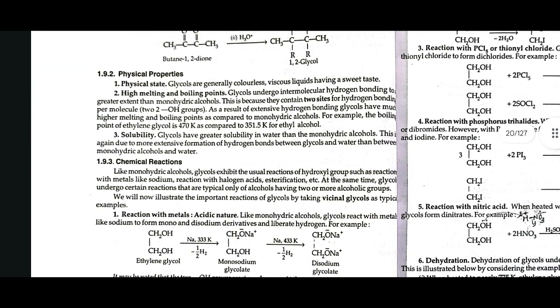Physical properties. Physical state. Glycols are generally colorless, viscous liquids having a sweet taste, with high melting and boiling points. Glycols undergo intermolecular hydrogen bonding to a greater extent than monohydric alcohols. This is because they contain two sites for hydrogen bonding per molecule. As a result of extensive hydrogen bonding, glycols have much higher melting and boiling points as compared to monohydric alcohols. Solubility. Glycols have greater solubility in water than monohydric alcohols.